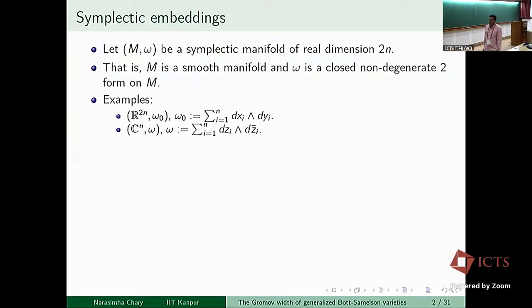So you have a symplectic manifold, which means you have a smooth manifold and a closed, non-degenerate two-form on it. An example is R^2n, where you take the usual coordinates x, y.